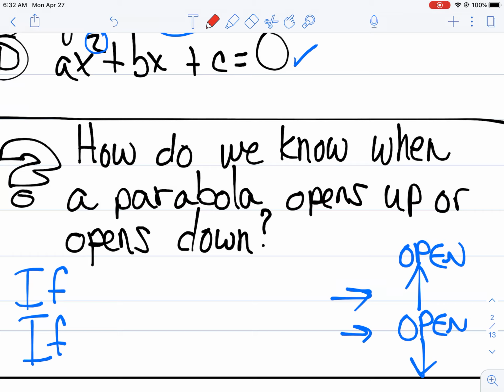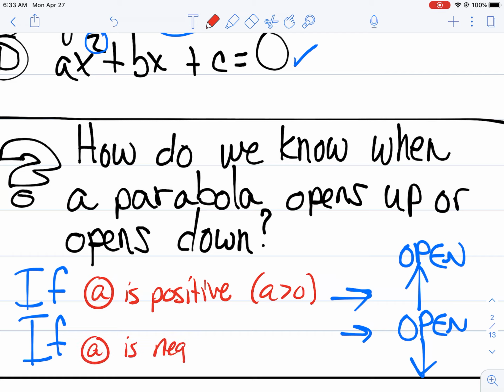So this whole opening up or down idea revolves around the value of A, the coefficient in front of the squared term, or sometimes the leading coefficient of a quadratic equation, okay? Basically, it's this. If A is positive, which means A is greater than 0, then our graph is going to open upward, okay? And if A is negative, which means that A is less than 0, then it's going to open downward.